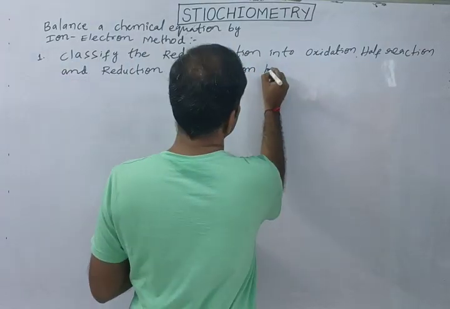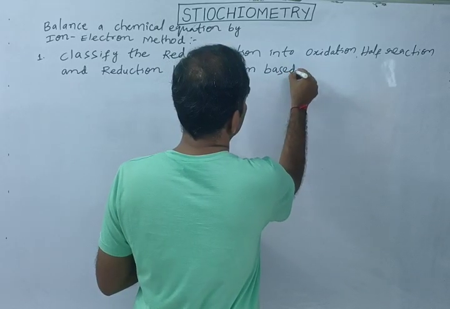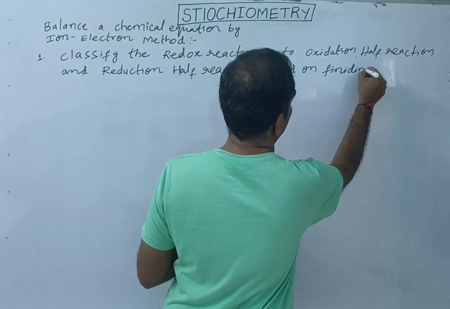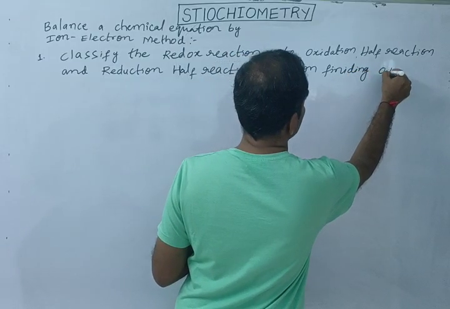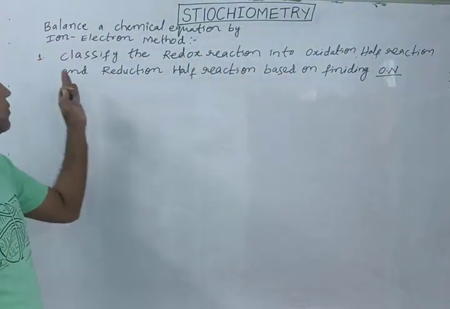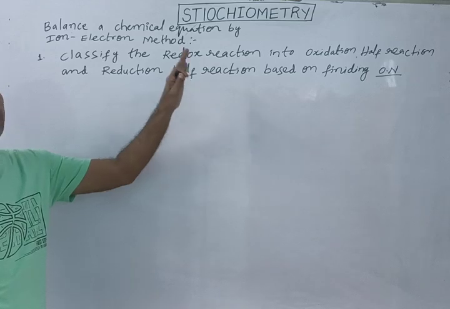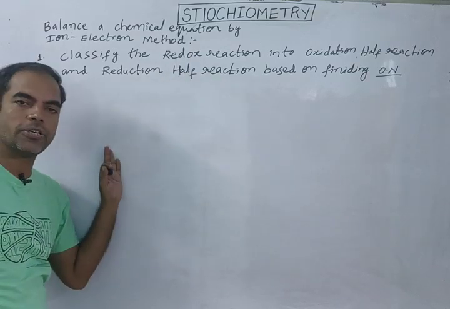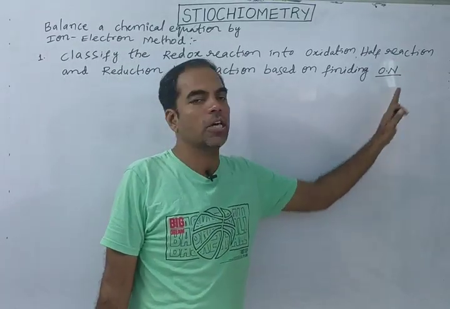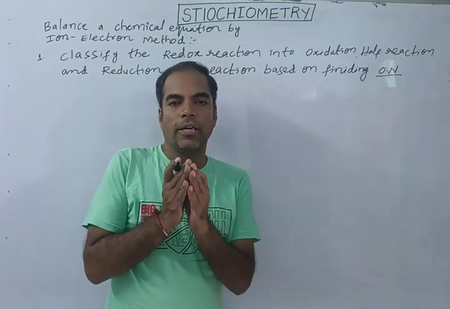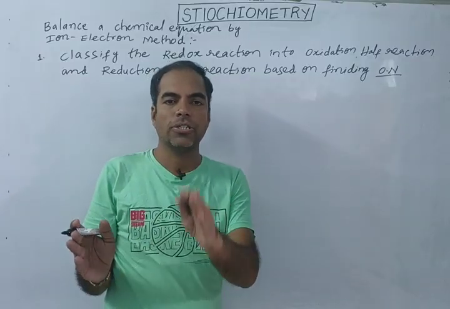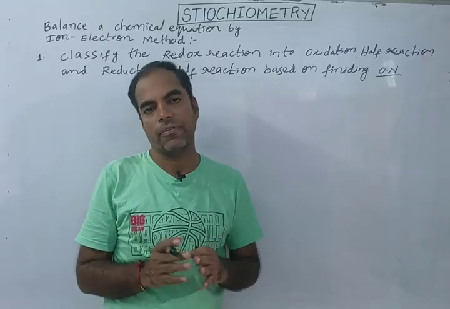Based on finding the oxidation number. ON means oxidation number. What is the first step? Classify the given redox reaction into oxidation half reaction and reduction half reaction based on finding the oxidation number. That means when the oxidation number increases, that is the oxidation half reaction. When the oxidation number decreases, that is the reduction half reaction.